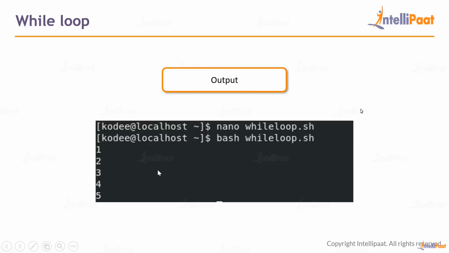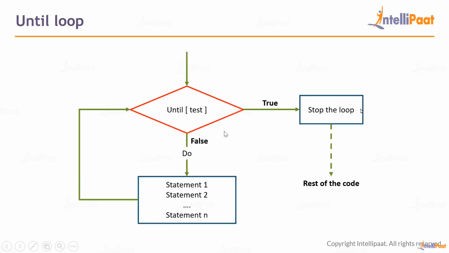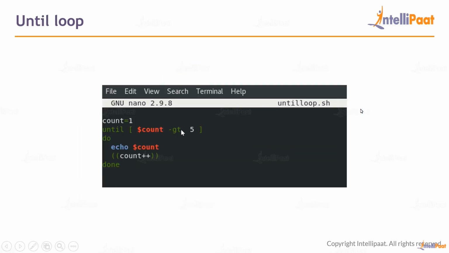It is the same output as this particular while loop, but the only thing I changed between the while loop and the until loop is here it is lesser than or equal to, and here it is greater than. So that is the only difference. It is, as I told you, the vice versa of the while loop.